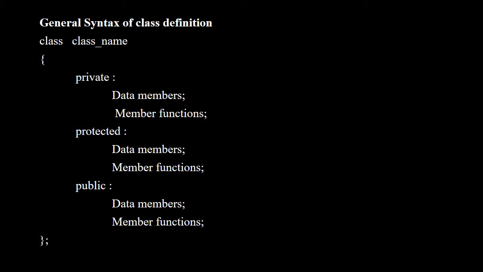It is not mandatory to use all the access specifiers in a class, and each access specifier of a class contains data members and member functions. Even data members and member functions are also optional.